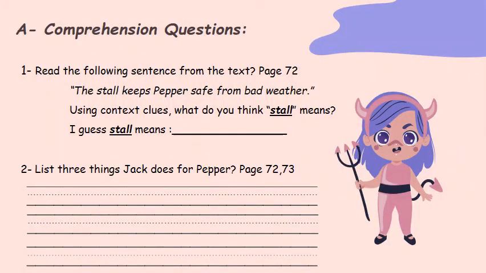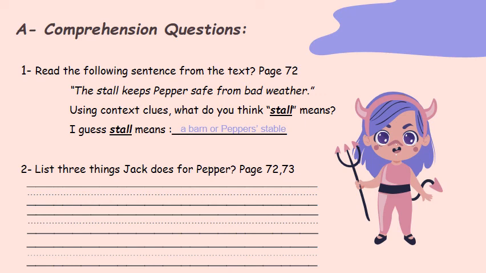Now, after we've read the story, you can continue reading the story in your Reading Writing Wonders book. Now, let's read the following sentence from the text, page 72. The stall keeps Pepper safe from bad weather. Using context clues, what do you think stall means? I guess stall means Pepper's stable or a barn, because it keeps Pepper safe from bad weather.